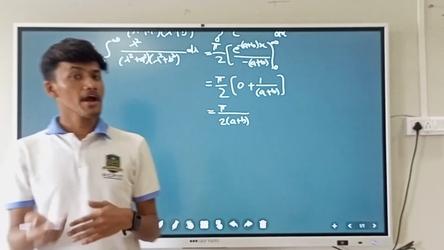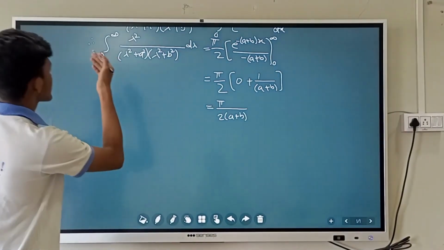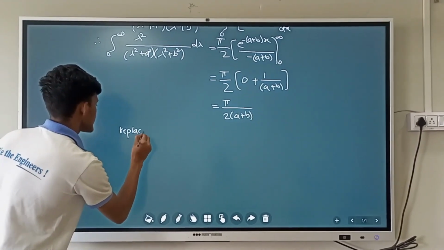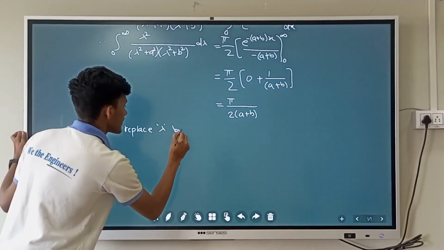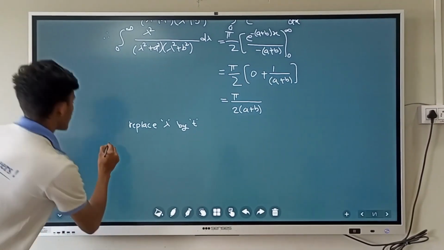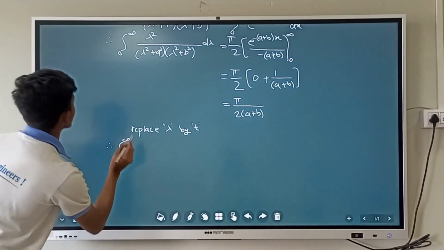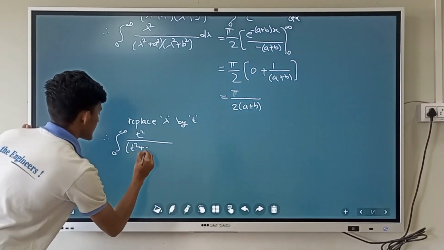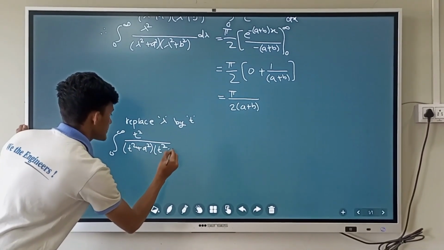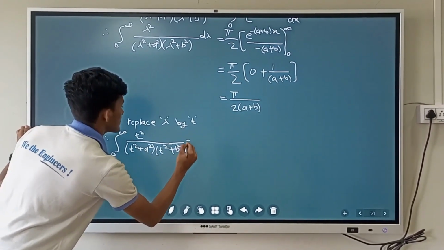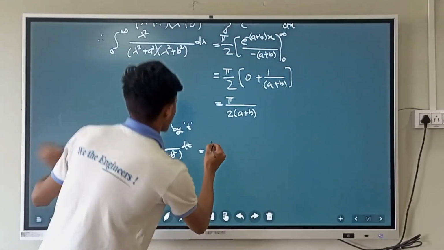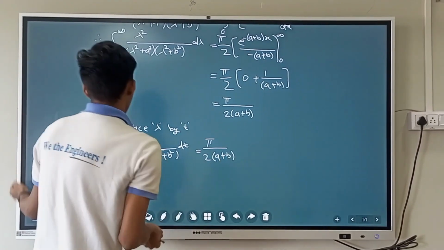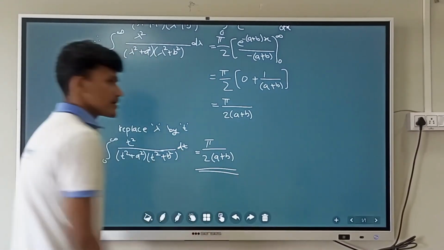After this, we have to replace lambda by t, as our question is in terms of t. So replace lambda by t. So we will get integration from 0 to infinity of t square upon (t square plus a square)(t square plus b square) with respect to t. We will write it as pi upon 2 into (a plus b). So this is the required solution for the given equation.